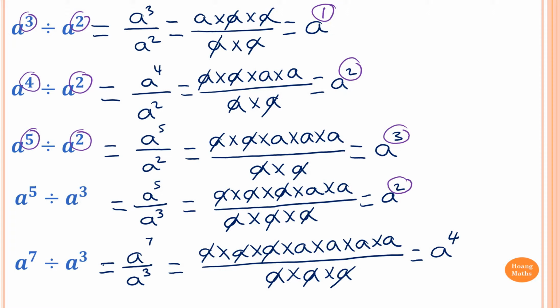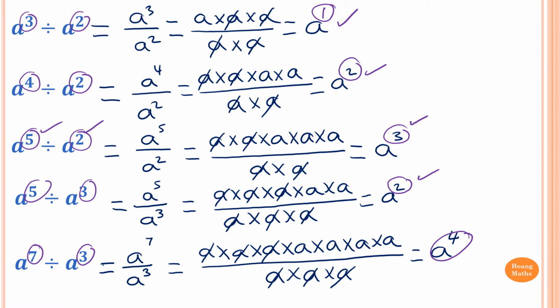3 minus 2 is 1, so a to the power 1. 4 minus 2 is 2. 5 minus 2 is 3. And 5 minus 3 is 2, and so on. So a power 7 divided by a power 3 is 7 minus 3, so it's a to the power 4.